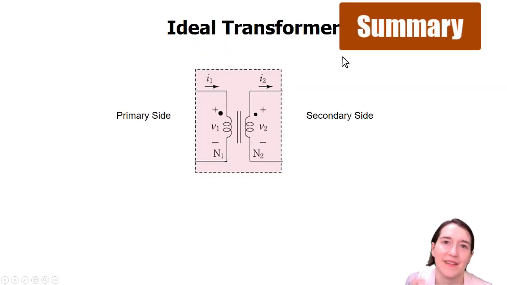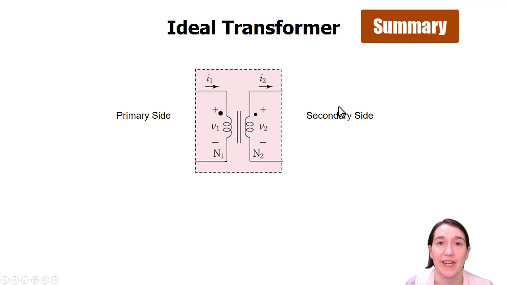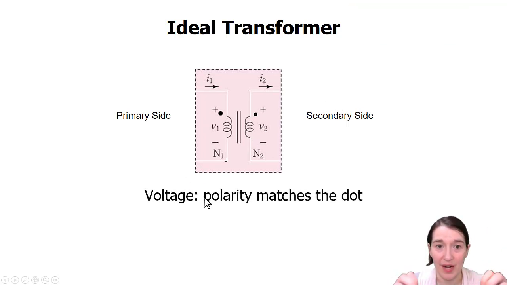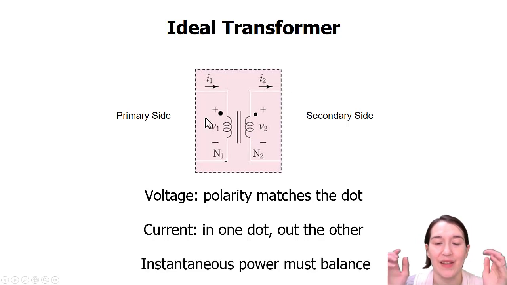To summarize, this is the ideal transformer. We have the primary side and the secondary side. It provides galvanic isolation. There's dots, and those tell us the polarity of the voltage. And then the current we define into one dot and out the other. And the instantaneous power must match in an ideal transformer.